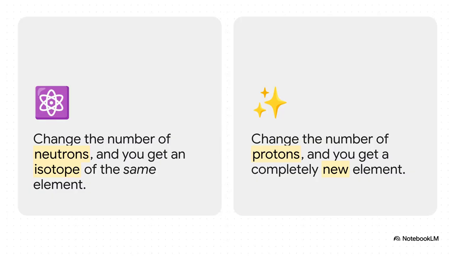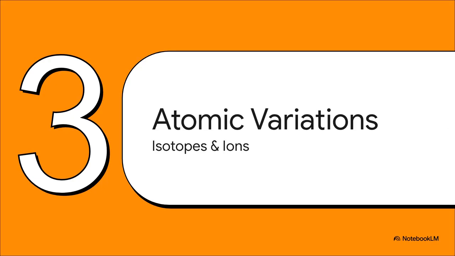And this comparison right here is the whole ballgame. If you mess with the number of neutrons, all you're doing is making a heavier or lighter version of the same element. But if you change the number of protons, you've basically performed alchemy. You've created a totally new element. Okay, so we've got the main rule down. Protons equal identity. So, what happens when we start playing around with the numbers of the other 2 particles? Well, that's where we get some really interesting variations.